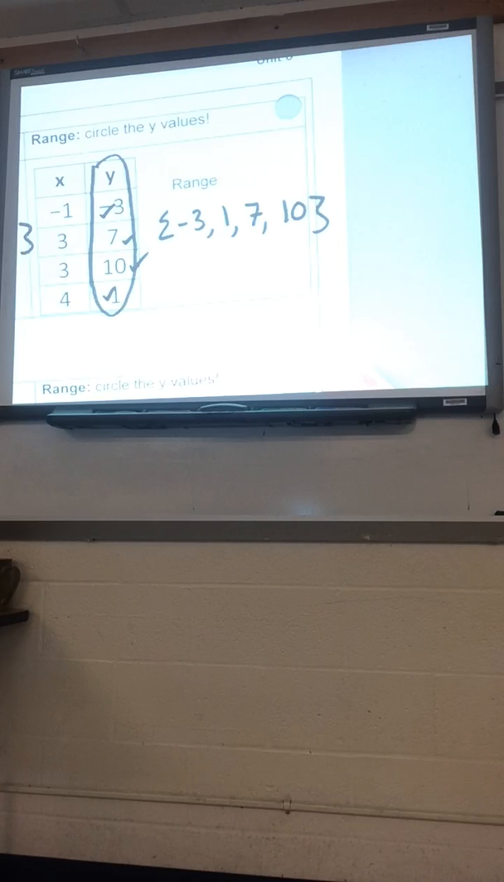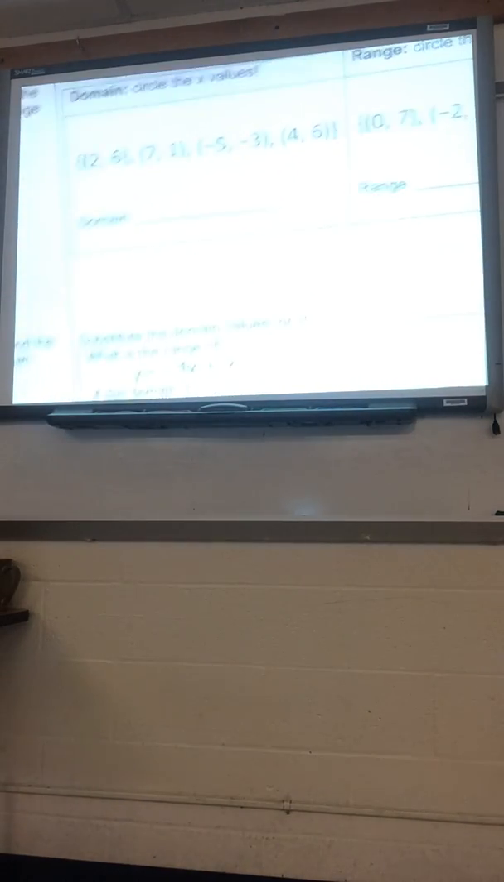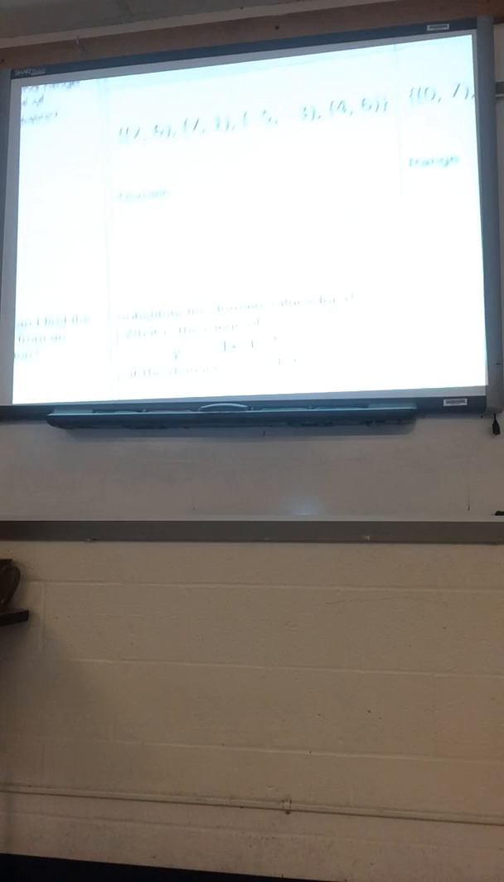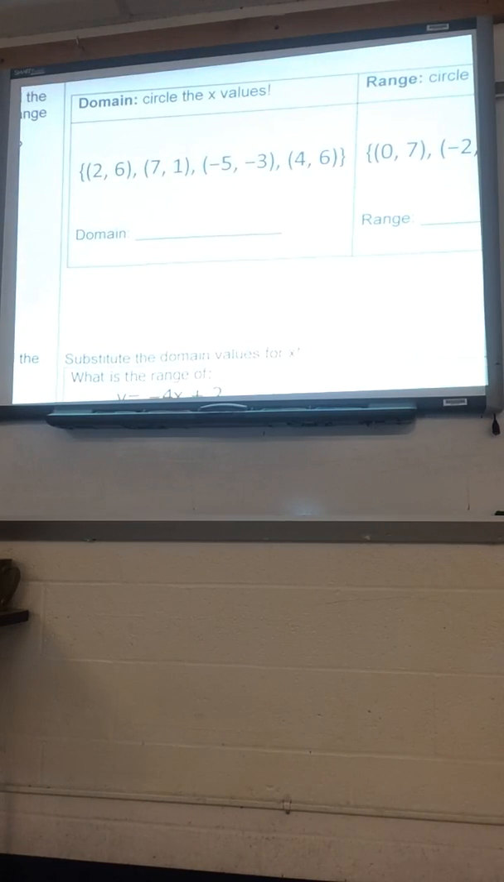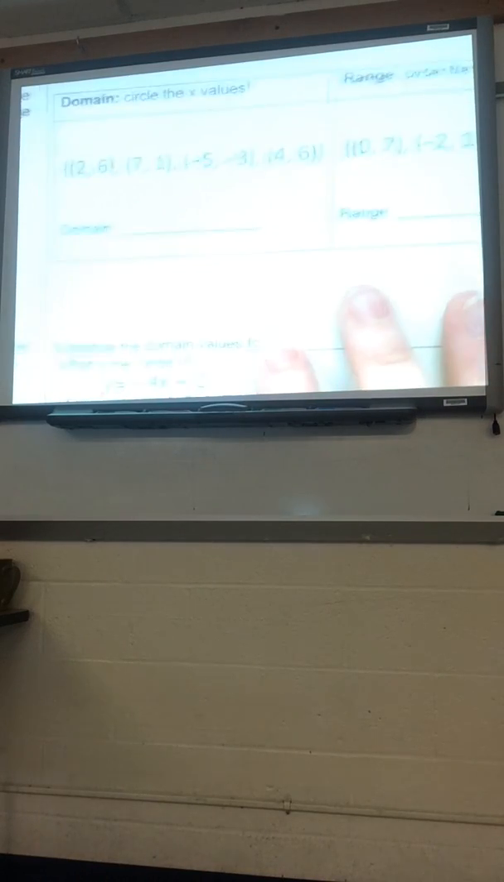So domain and range, very similar. The hardest part is remembering which one is which. And again, I told you when you say that word range, it kind of sounds like you're saying y in there, so that might help. Okay, so now we move to a list of ordered pairs. Although you may have never seen something exactly like this, you're familiar with working with ordered pairs because those are just the coordinate points that we talk about.